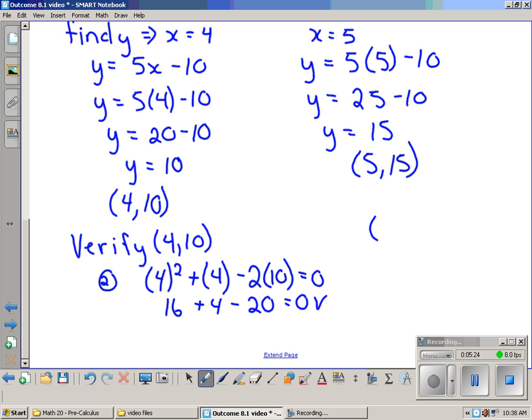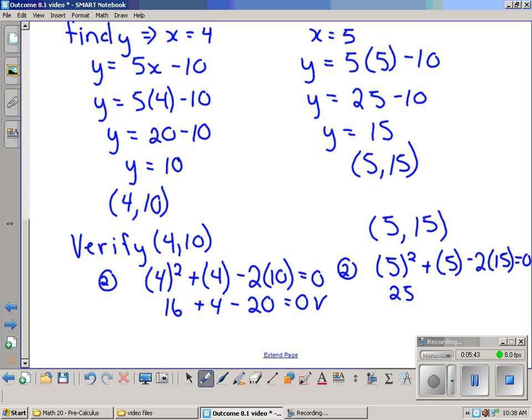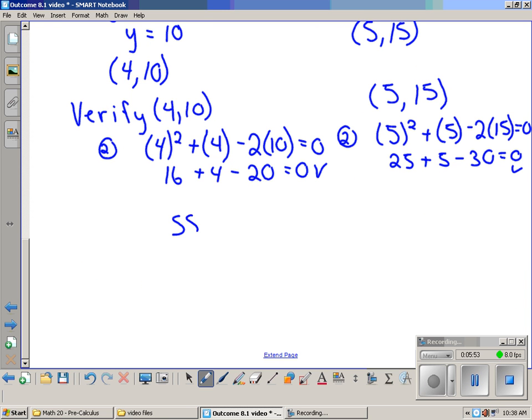I'm also going to verify the point 5 and 15. Substituting into equation number 2 gives me 5 squared plus 5 minus 2 times 15, and I need that to equal 0. 5 squared is 25 plus 5 minus 30, which does in fact equal 0. So both solutions work, and my solution set then is 2 points. The first one, 4 and 10, and the second one, 5 and 15.